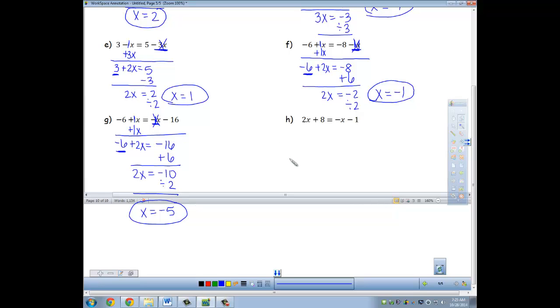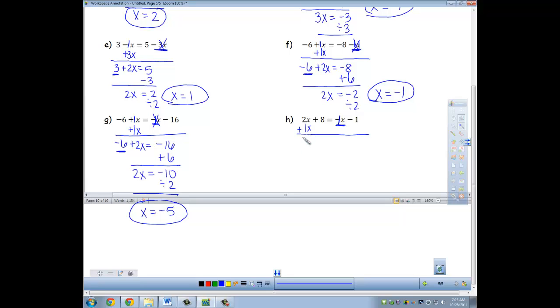For part H, again we have 4 terms, so we choose the smallest variable. I have 2x compared to a negative 1x, so this one is smaller. Instead of a negative x, the opposite of that is a positive x. So I'm going to write positive x on the other side, and you can put your 1 there if you want. Remember, I put my x's with my x's, so that's why I lined it up that way.